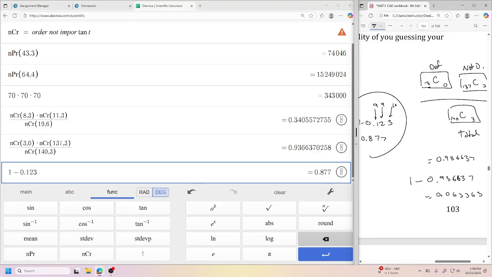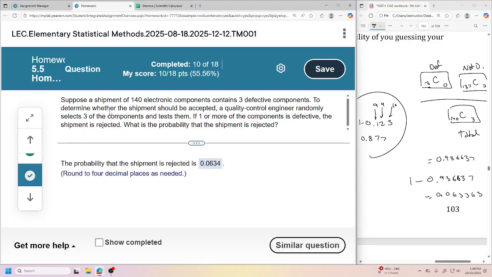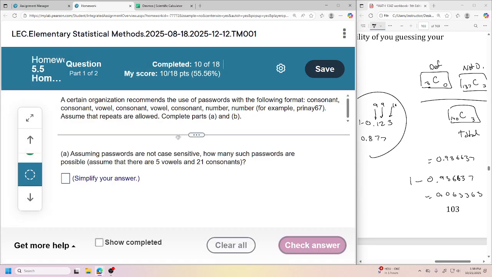Say that again? Yeah, it's just different. Cool. Okay, let's see what else we got. Consonant vowels, assuming passwords or not. Oh, this is the last question. I want to do it just because it's the last question. Otherwise, I would have just skipped it.